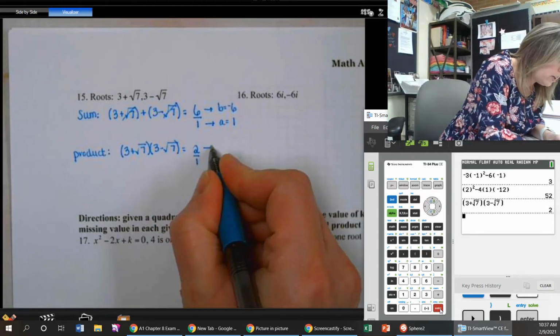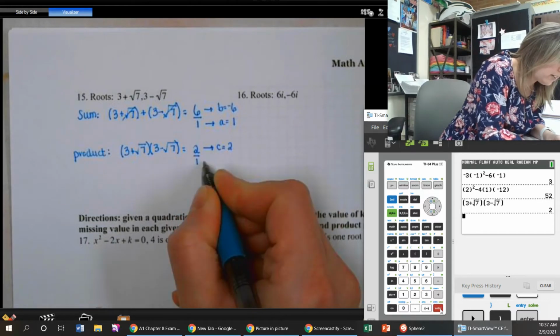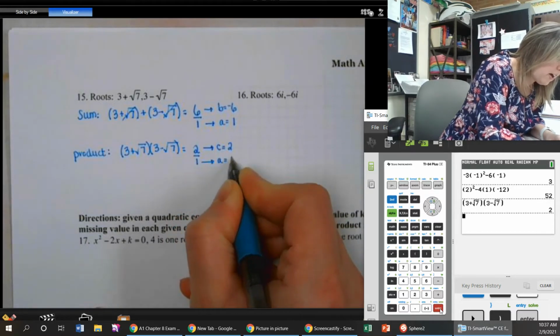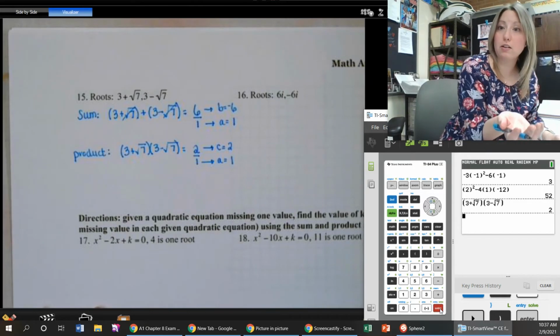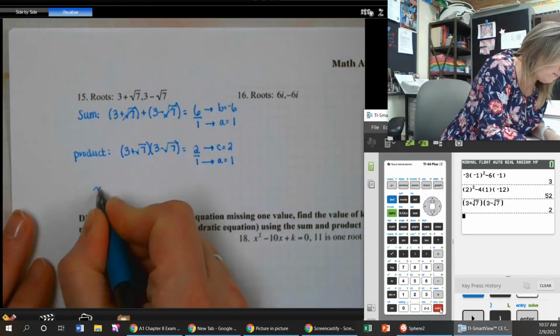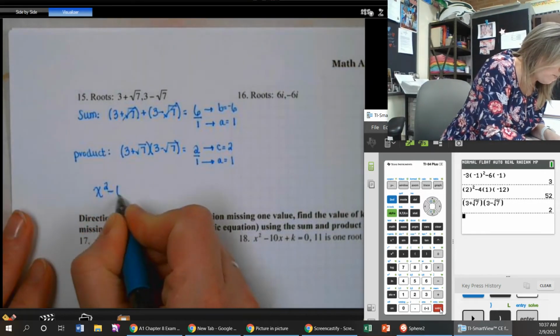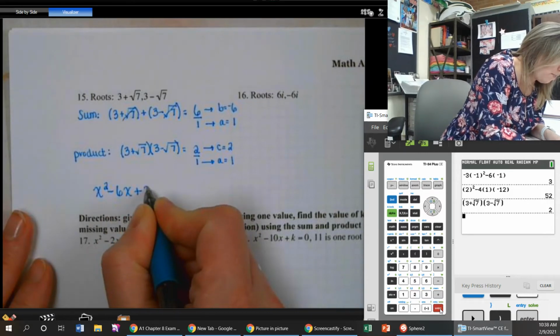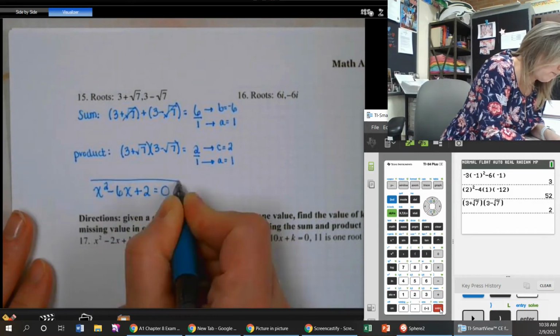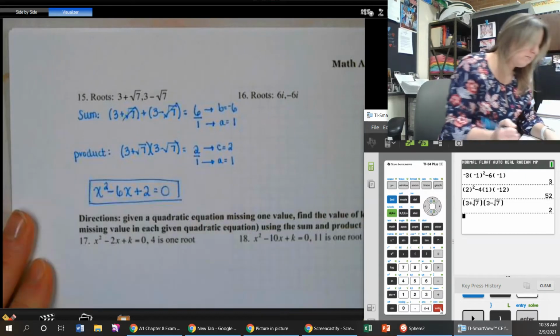The 2 is the C value, correct sign. And look, that A value matched up as a 1. So that's the number in front of your x squared. You don't have to write it in front of your x squared. You do have to make sure you have the correct sign of the B term. That's going to be key.